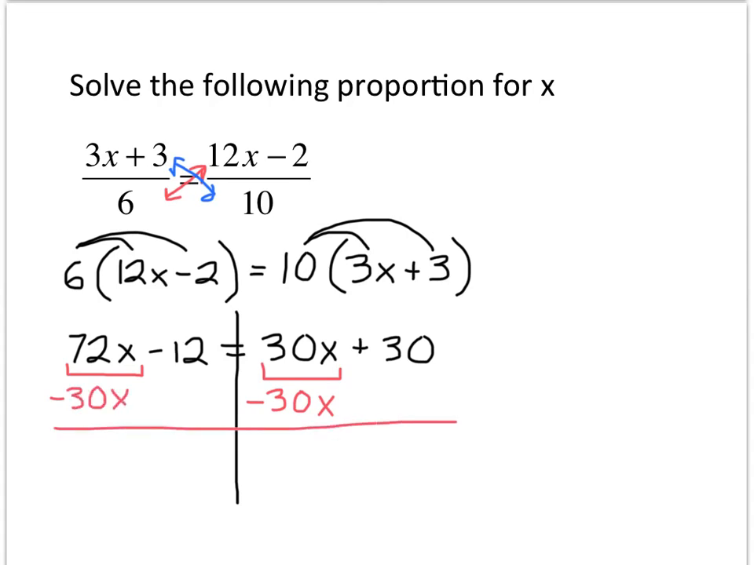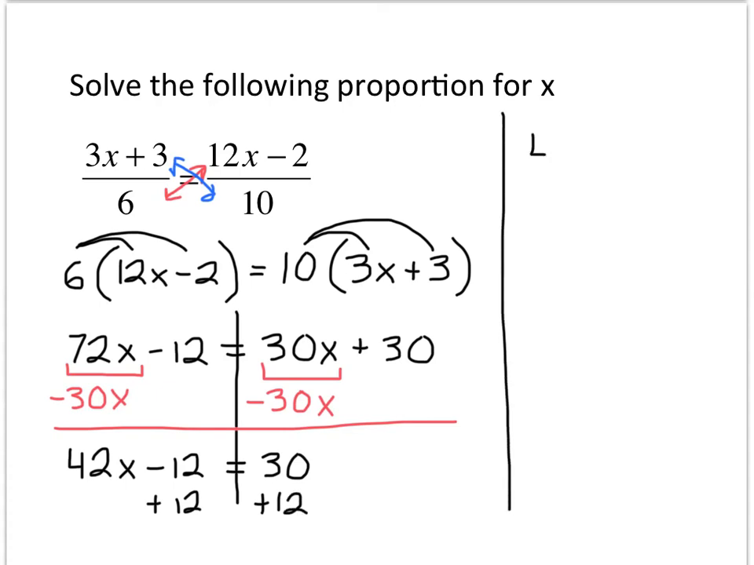And I notice that this is going to leave me then with 72 minus 30, which is 42x, minus 12 equals a positive 30. Now the problem is I need to get rid of the 12, so I'm going to go ahead and add 12 to both sides. Inverse of that subtraction, trying to get the x by itself. This is going to give me 42x equals 42.